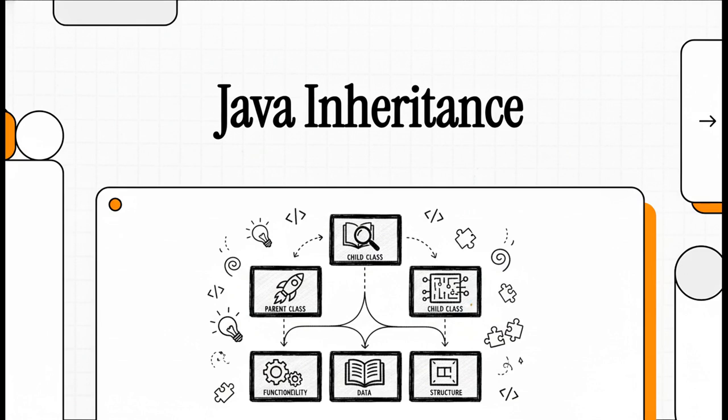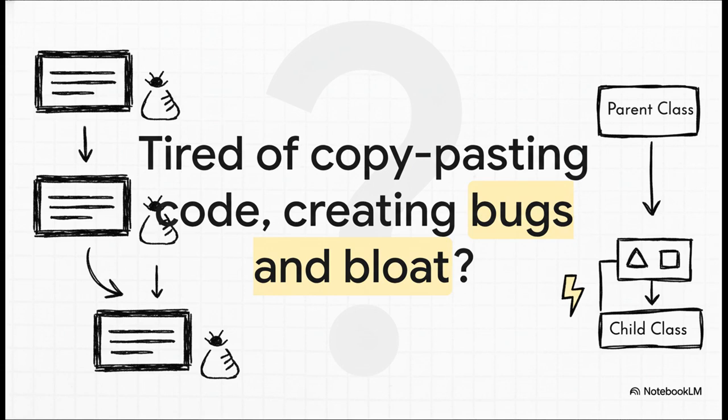Let's get to it. So let me ask you something. Does this sound familiar? You write a great piece of code. Then you need something kind of similar, so you copy it, you paste it, you tweak it a bit, and then you do it again and again. Suddenly, you've got the same logic in 5 different places, and when you find a bug in one, you have to go on a scavenger hunt to fix them all. Yeah, we've all been there. Inheritance is the beautiful, elegant way out of that mess.